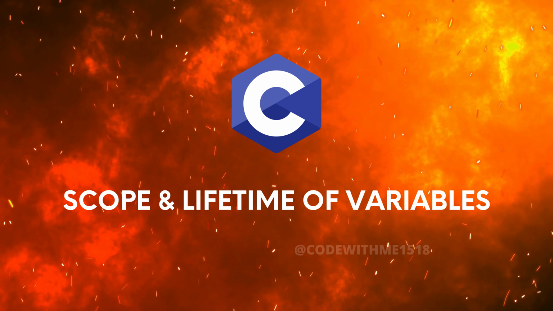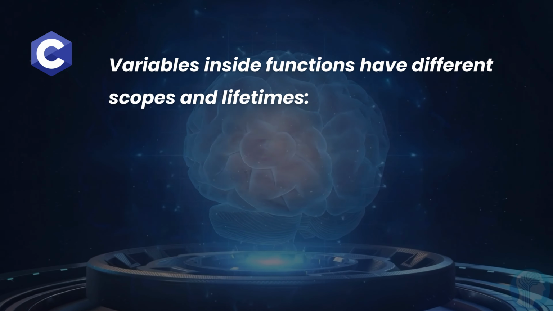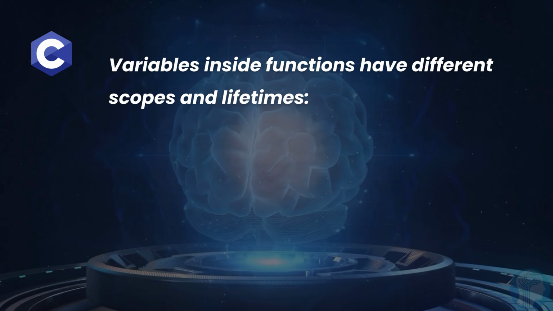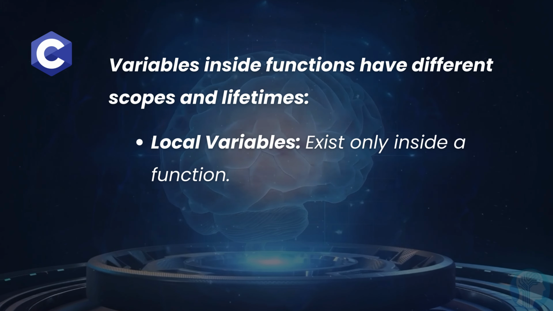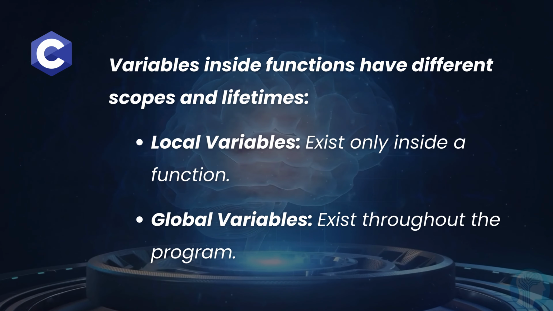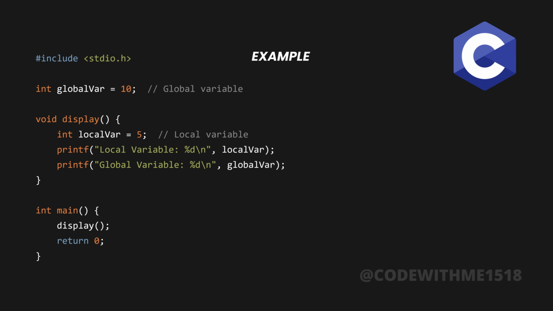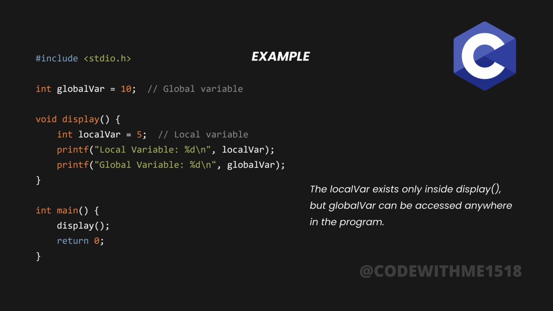Scope and lifetime of variables. Variables inside functions have different scopes and lifetimes. Local variables exist only inside a function. Global variables exist throughout the program. Example of local and global variables. The local var exists only inside display, but global var can be accessed anywhere in the program.